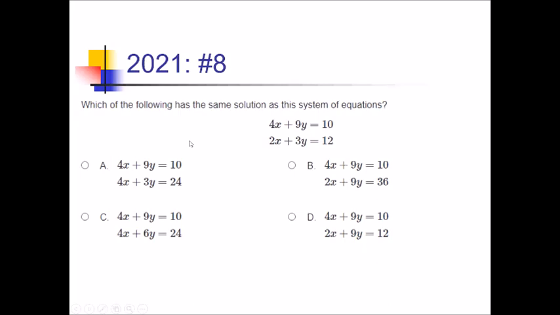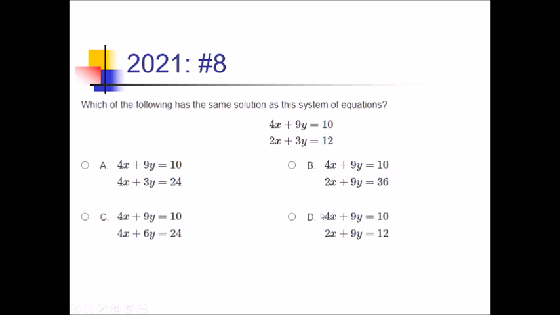For this one, we're being asked which of the following systems has the same solution as this original system. One way to do this problem would be to actually solve this system of equations, get the x and y value that makes it true, and then solve all 4 of these. That's going to take a while. You could do it, though.